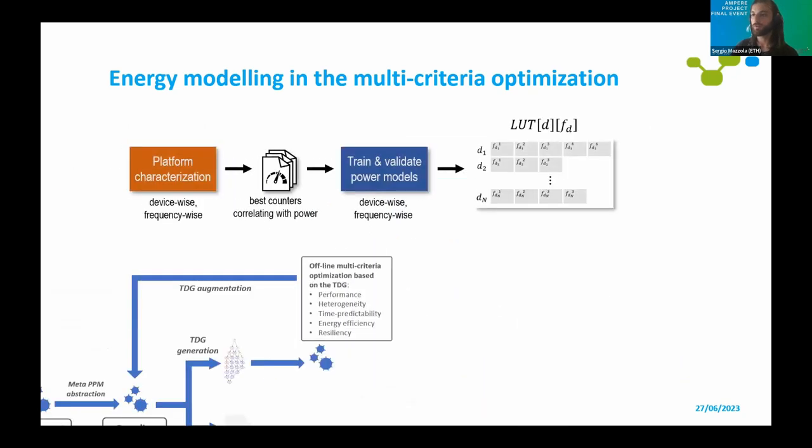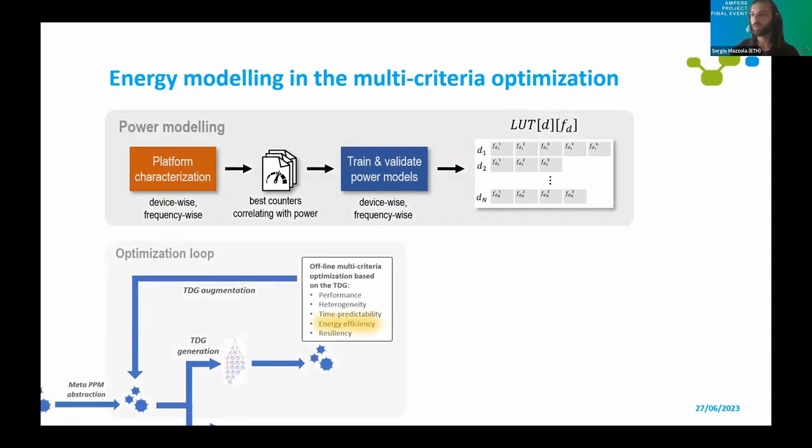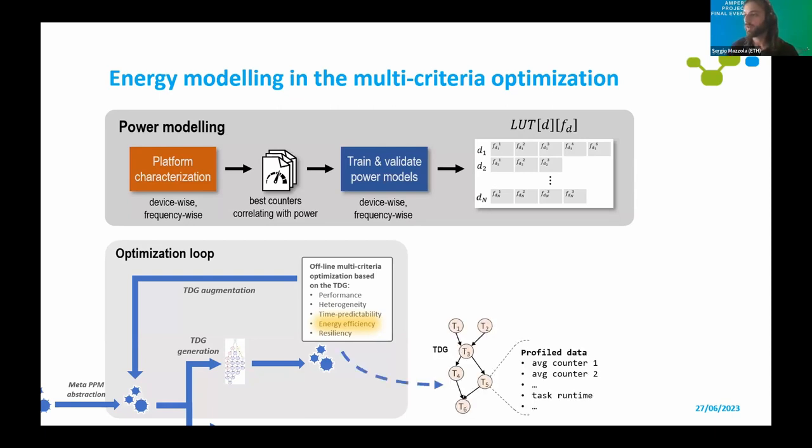Let's focus on the multi-criteria optimization loop. We are talking about energy efficiency, and we have the TDG generated from the profiling of the use cases. In the TDG, for each task during the profiling, there are some statistics collected, which can be the average values of the performance counters and the task runtime. So we want to annotate the TDG with energy information.